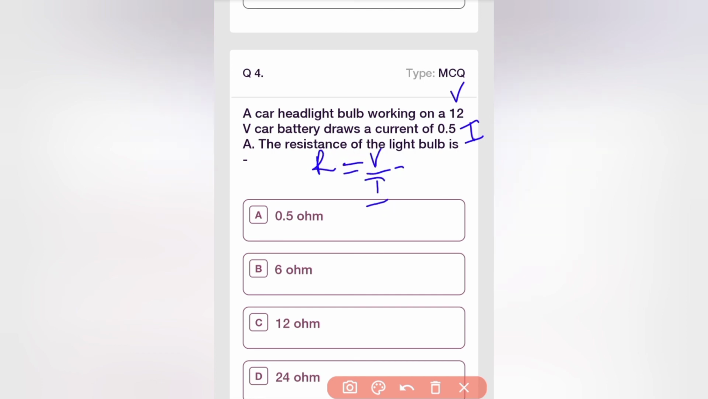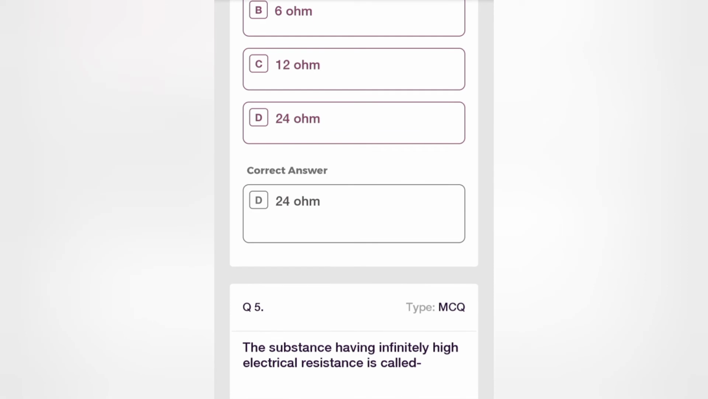So what is V? V is 12. What is I? It is 0.5. 0.5 can be written as 1 by 2. So 2 will go up, so it will become 24. 12 into 2 is 24 ohm. So 24 ohm will be the correct answer among these options. Fine. So the next question will be the fifth one.